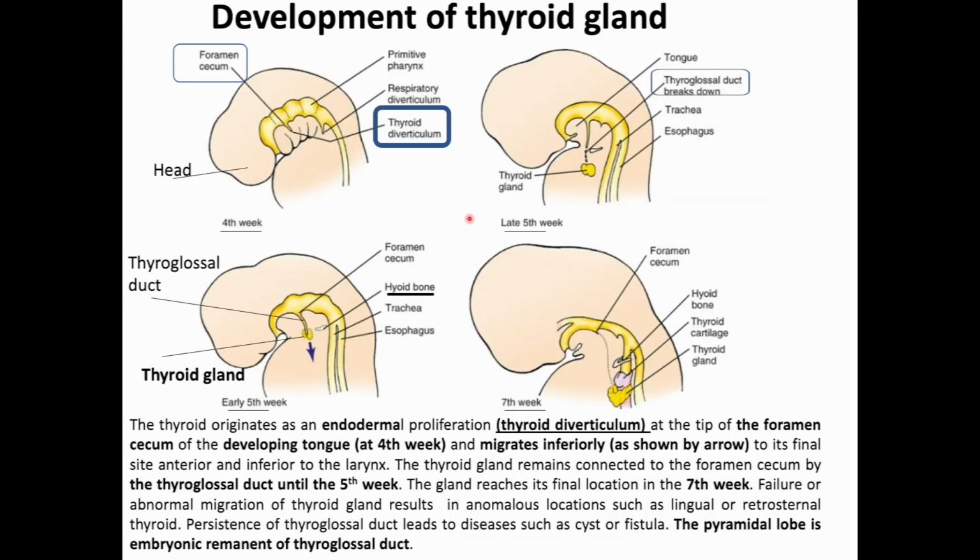Here is the embryonic origin of the gland. The gland developed from an endodermal swelling called the thyroid diverticulum, which is found at the floor of the mouth. This diverticulum starts at the 4th week of life and then descends down by the aid of the thyroglossal duct. This duct draws the gland down to its final position below the hyoid bone and the larynx, and persistence of these ducts will produce some abnormalities.